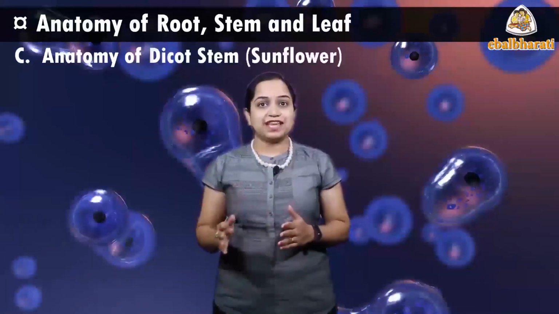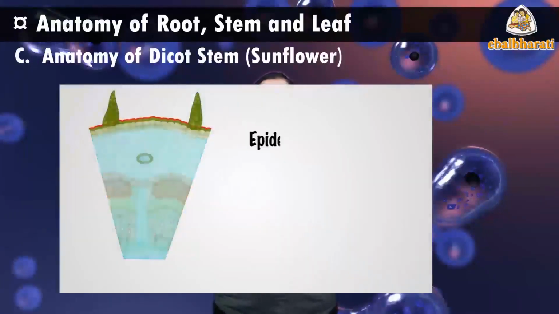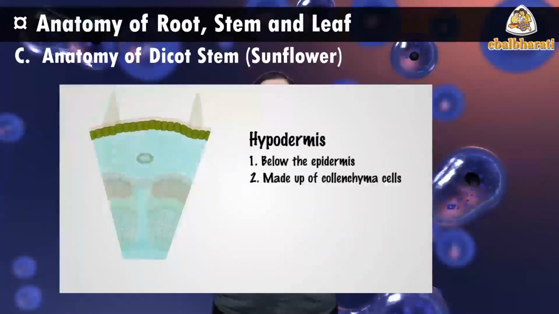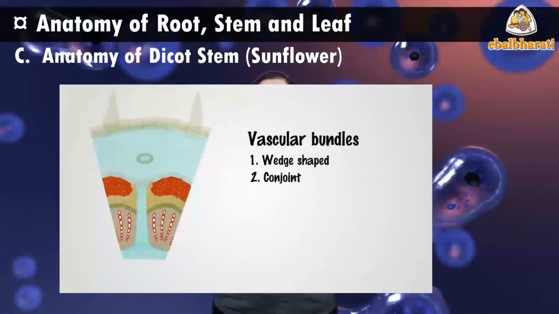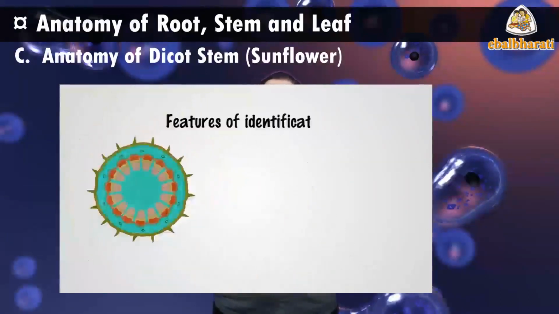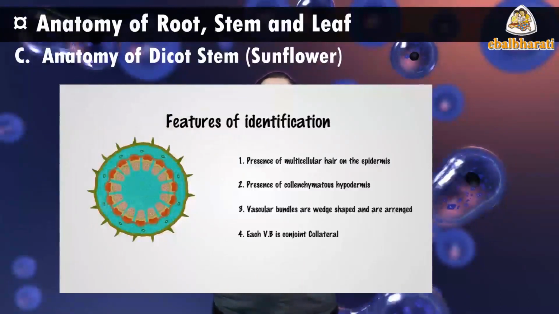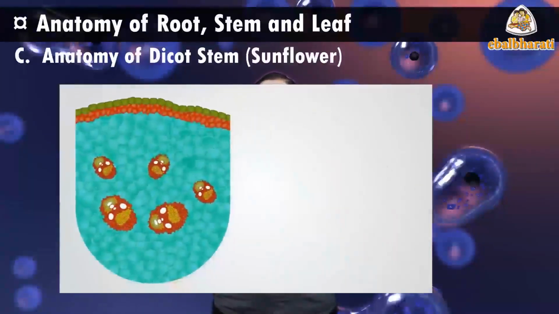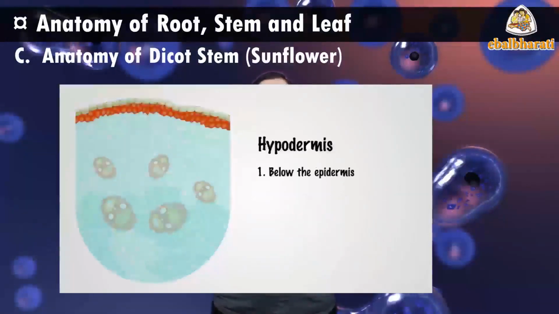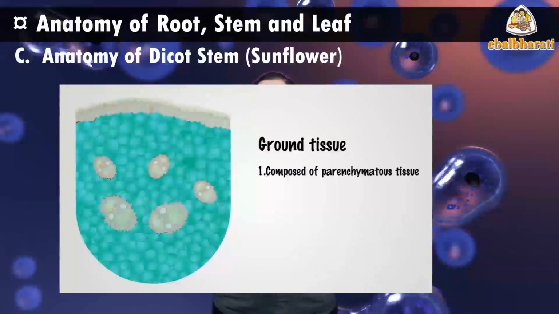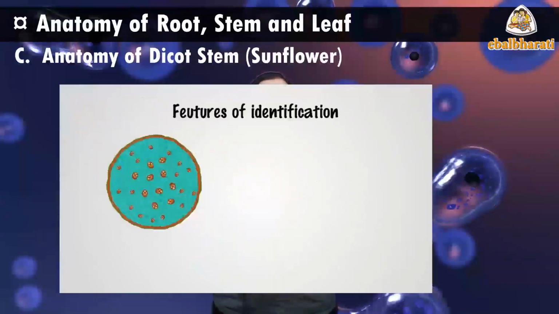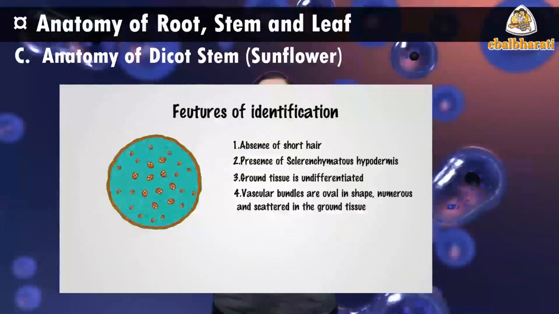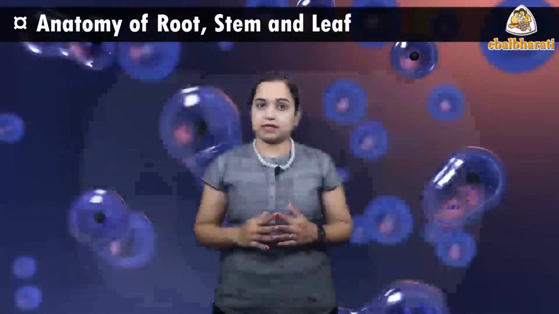Anatomy of dicot stem. Sunflower. A transverse section of dicot stem shows the following structure. Epidermis is single, outermost layer with multicellular outgrowth called trichomes. A layer of cuticle is usually present towards the outer surface of epidermis. Cortex is situated below the epidermis and is usually differentiated into 3 regions, namely hypodermis, general cortex and endodermis. Figure 8.16 shows a dicot stem.